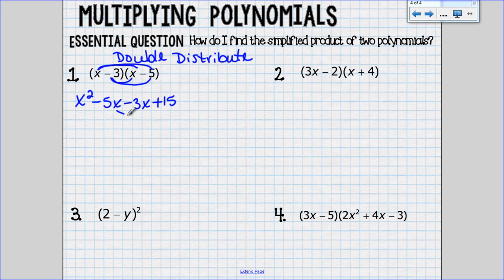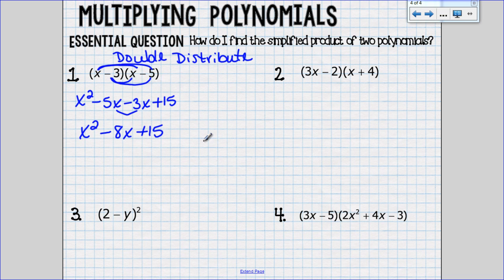When I do that, you'll see that these two terms in the middle are both x's, so I can combine them. So I can rewrite this as x squared minus, now negative 5 minus 3 makes negative 8x plus 15. So this right here would be the area of the rectangle that has this as a length and this as a width. So here is your answer.